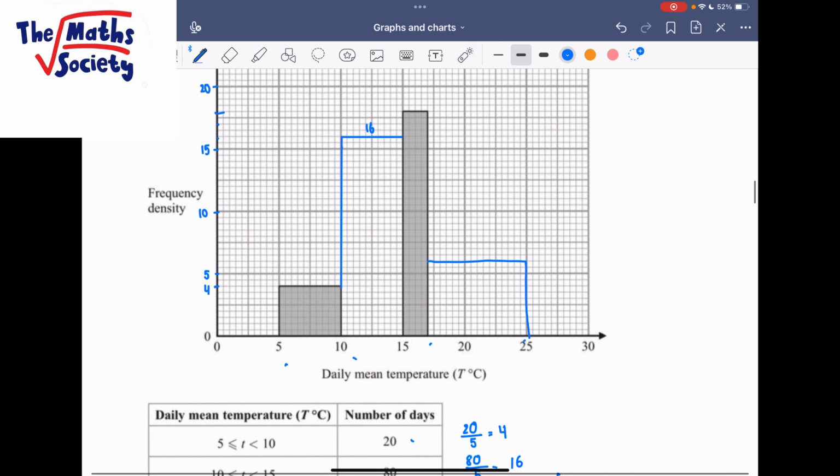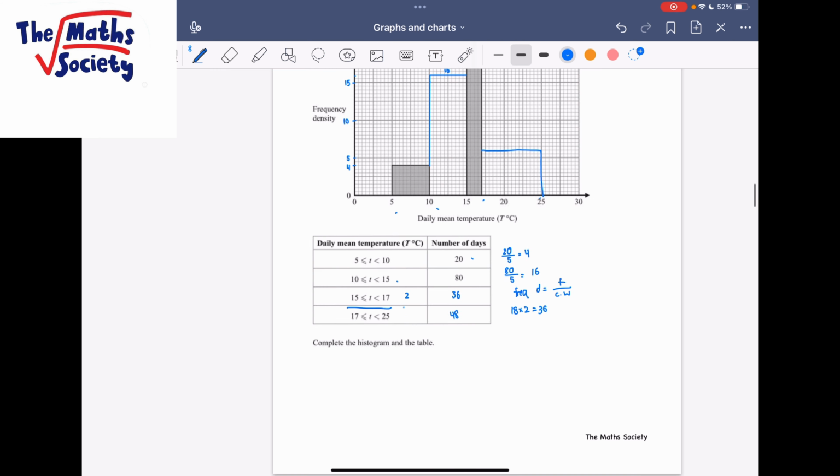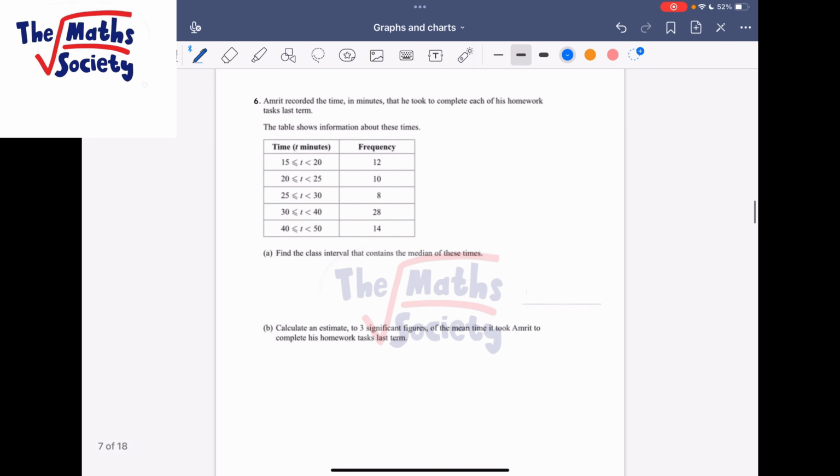That should be your histogram. And now we're going to number question 6. For question 6, it says that Ari recorded the time in minutes that he took to complete each of his homework tasks last term.